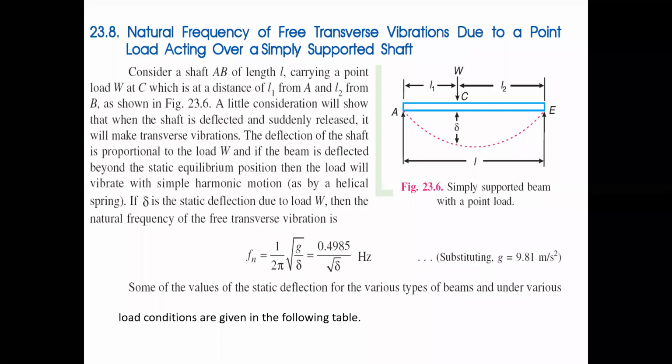Then we also find out the static deflection. Why? Because to find the natural frequency of transverse vibration, the value is 1 by 2 pi into square root of g by delta, or it may also be written as 0.4985 by root delta. In this, how to find the delta value? Delta means static deflection. So you may find out the static deflection value.